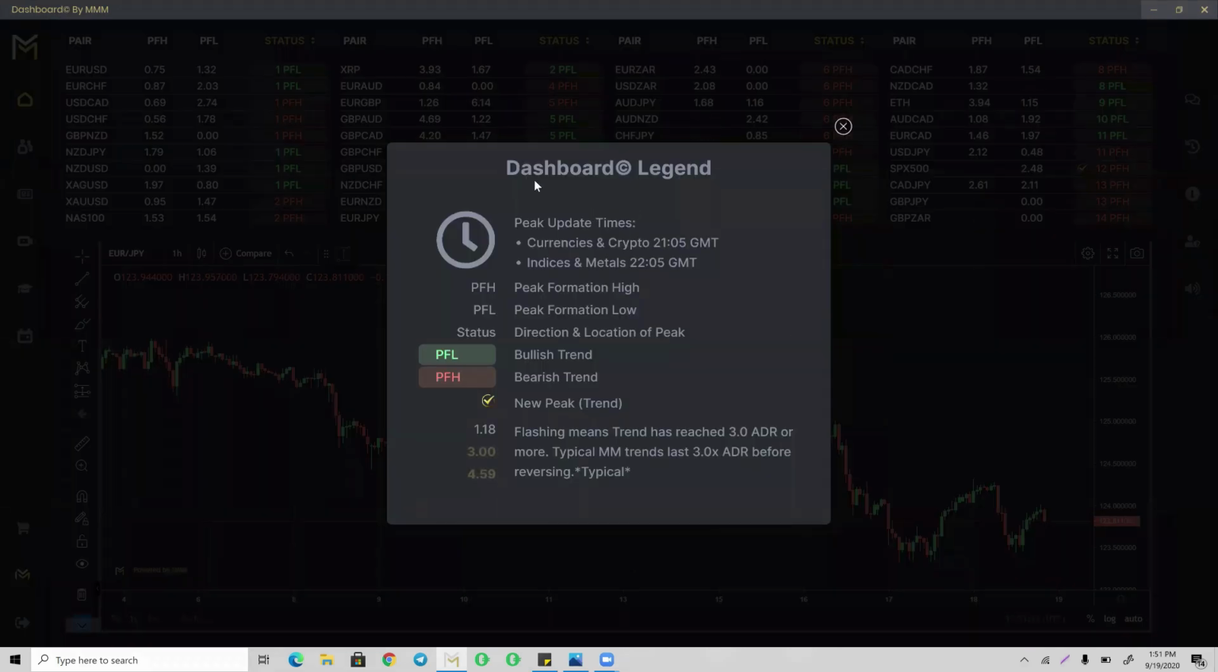I'm going to pull up the dashboard legend here, and we're going to pay attention to PFH, peak formation high, and PFL, peak formation low. PFH means that the pair is now in a new bearish cycle. PFL, peak formation low, means that the pair is now in a bullish cycle. So as you can see here, bullish trend and bearish trend.